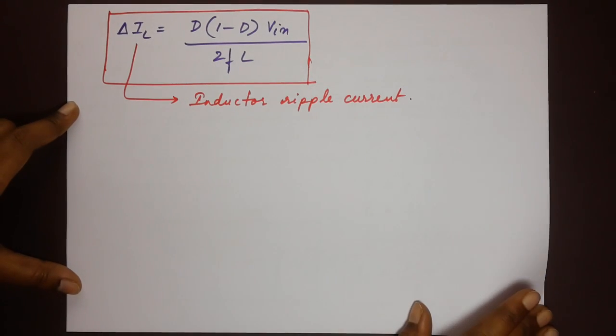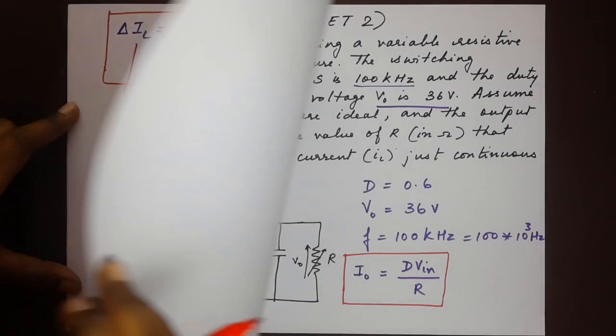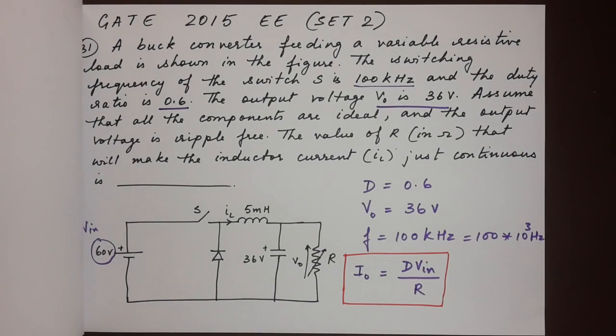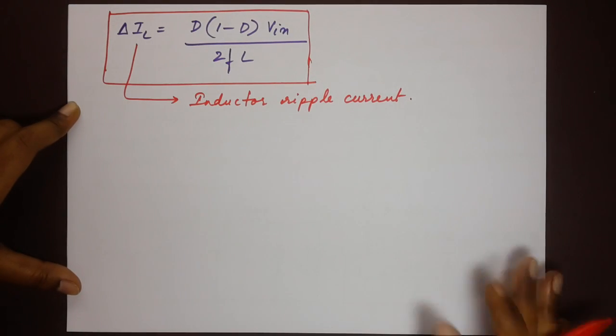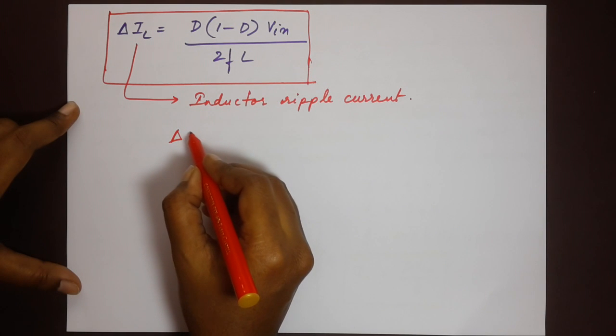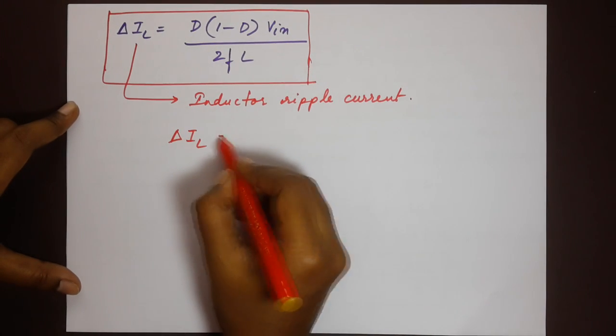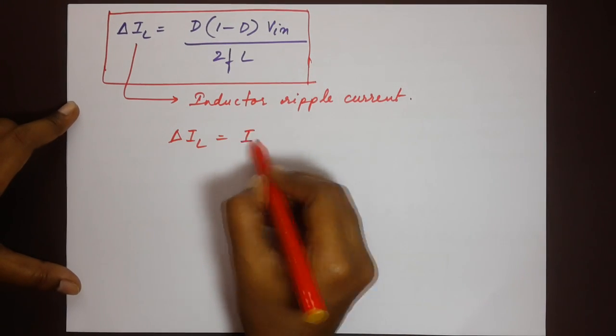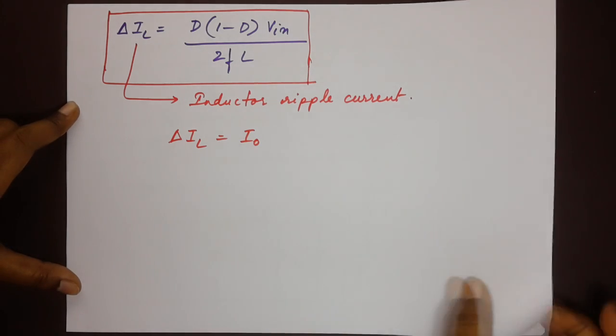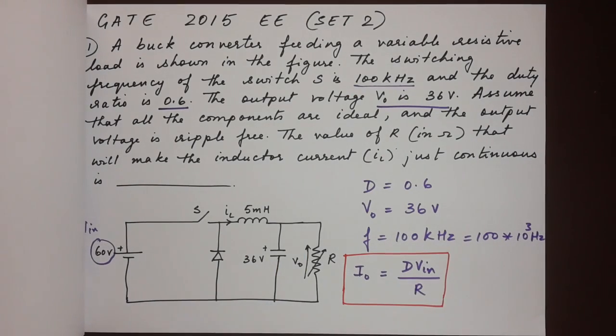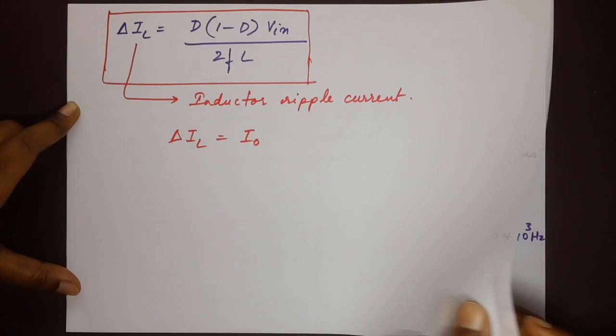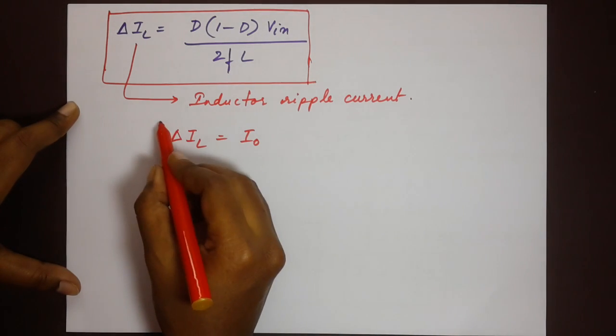Now, since the question tells us that the components are ideal and the inductor current is supposed to be continuous, that means the inductor ripple current should be equal to the output current. If you look at the diagram here, IL is supposed to be equal to the output current I0.